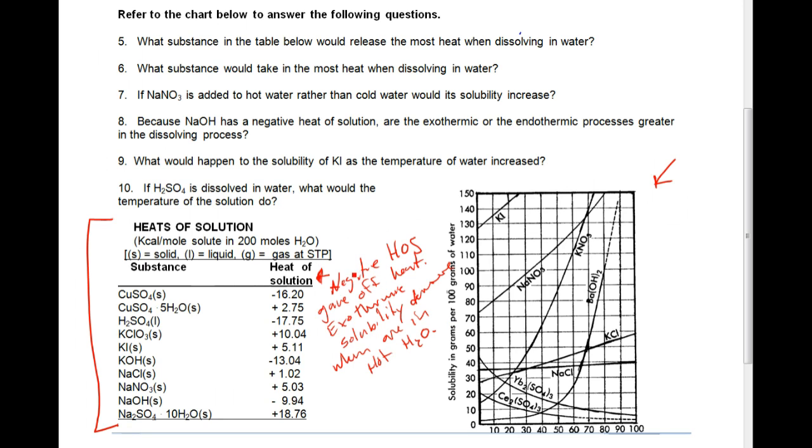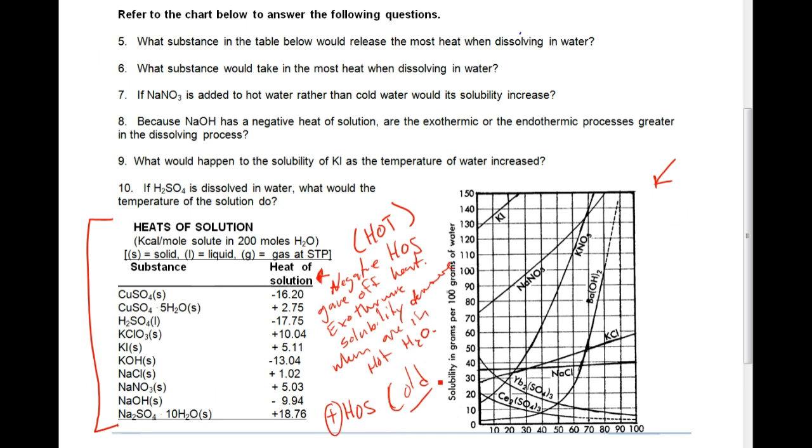So that's a negative heat of solution. I'm not going to write all the other, but a positive heat of solution is the opposite. It takes in heat. It would be called endothermic, and it would increase in hot water. Now, one last thing. A negative heat of solution, if I were to touch the beaker that this solution was dissolving in, it would be hot. A positive heat of solution would be cold if I touched it. Okay, so now let's answer 5 through 10.